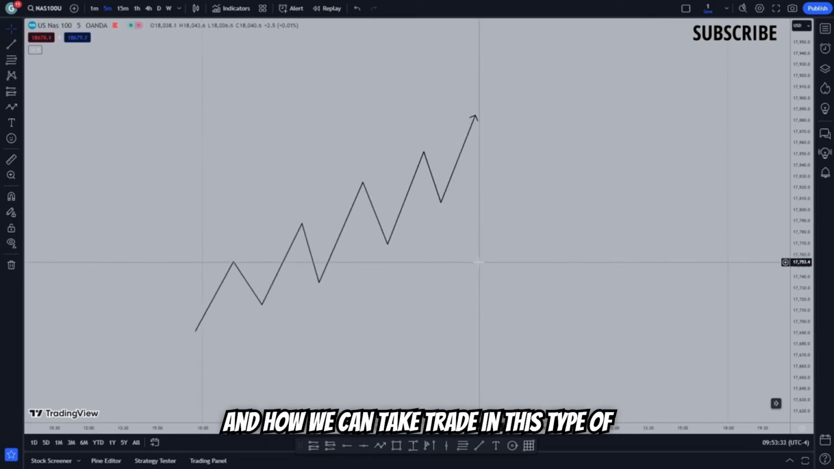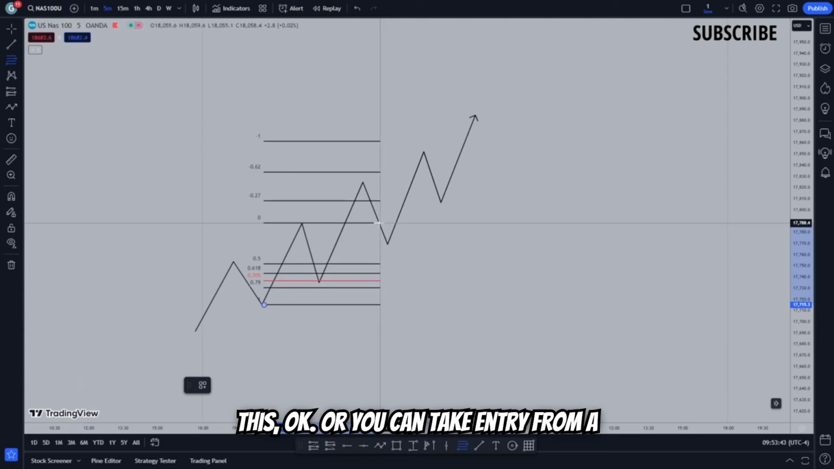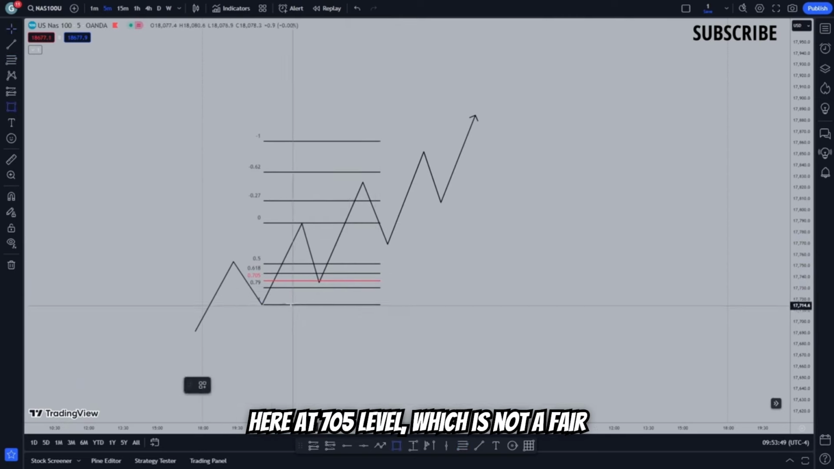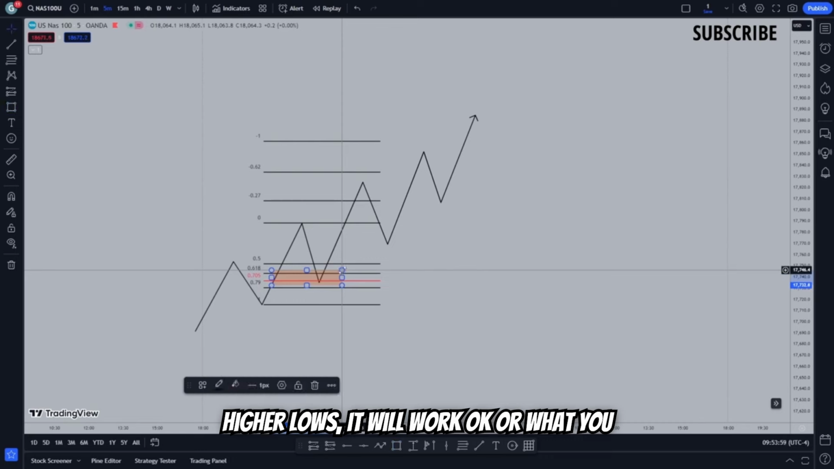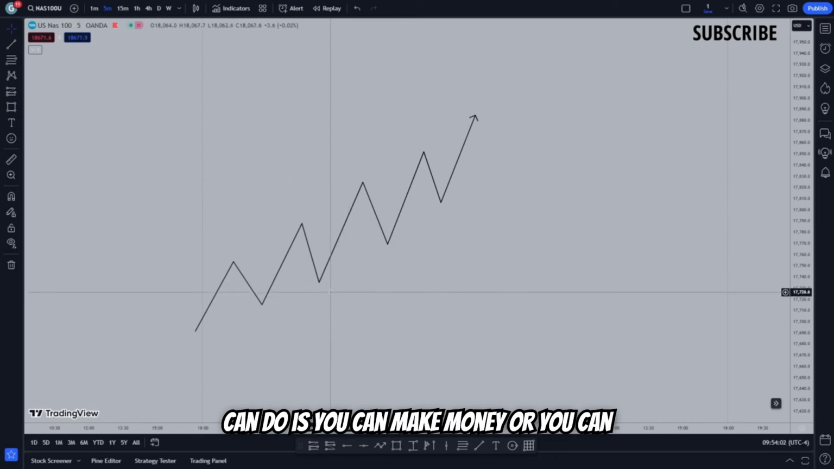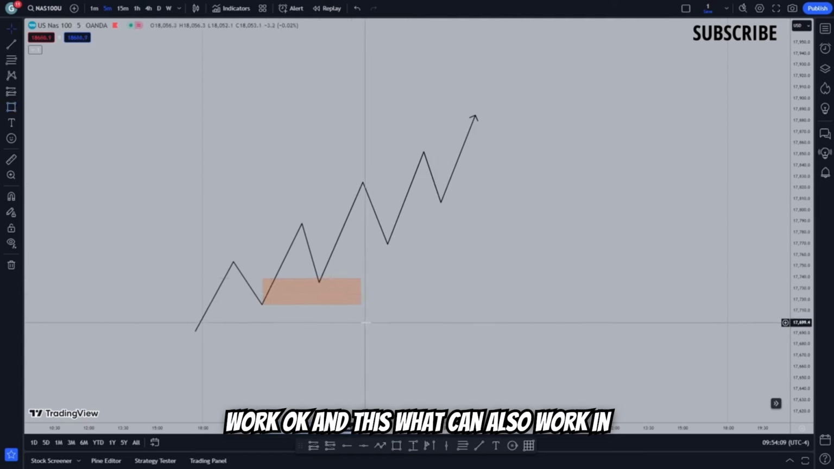And how can we take a trade in this type of market? It's very simple. You can take entry from optimal trade entry like this. Or you can take entry from a fair value gap, which will be right over here at the 705 level, which is not a fair value gap, it's just a normal imbalance. But if price is making higher highs and higher lows, it will work. Or at this point in the scenario your supply and demand will also work.